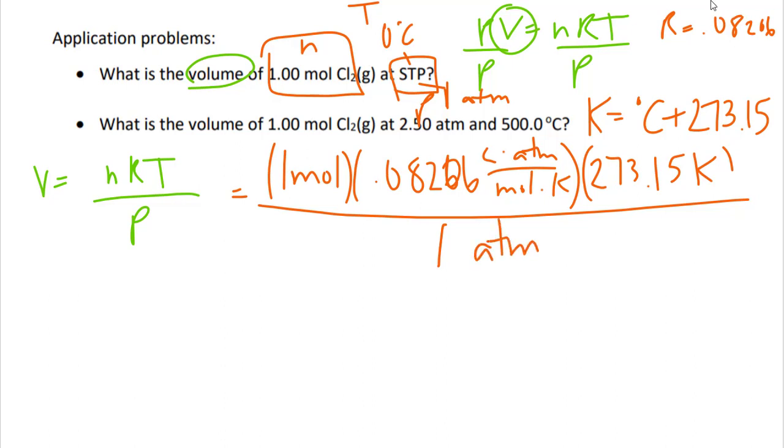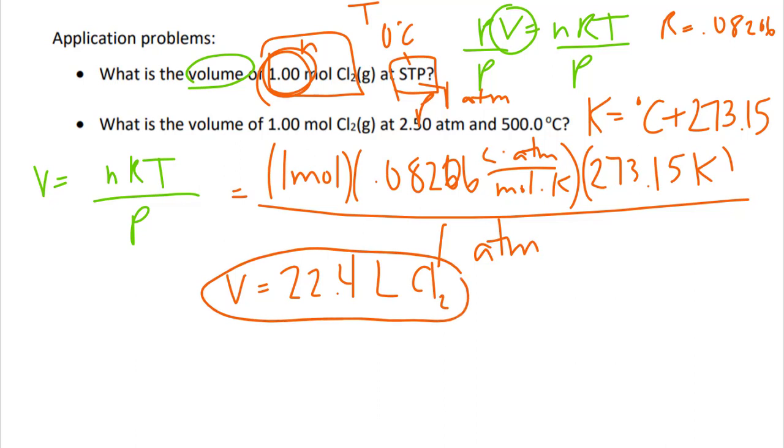So if you plug this into your calculator, you'll notice that volume, with 3 sig figs, would be 22.4 liters of Cl2. And that number should look familiar, because we just talked about in the last lecture that 1 mole of any gas at standard temperature and pressure takes up a volume of 22.4 liters. So hopefully that helps you see that this all works out.